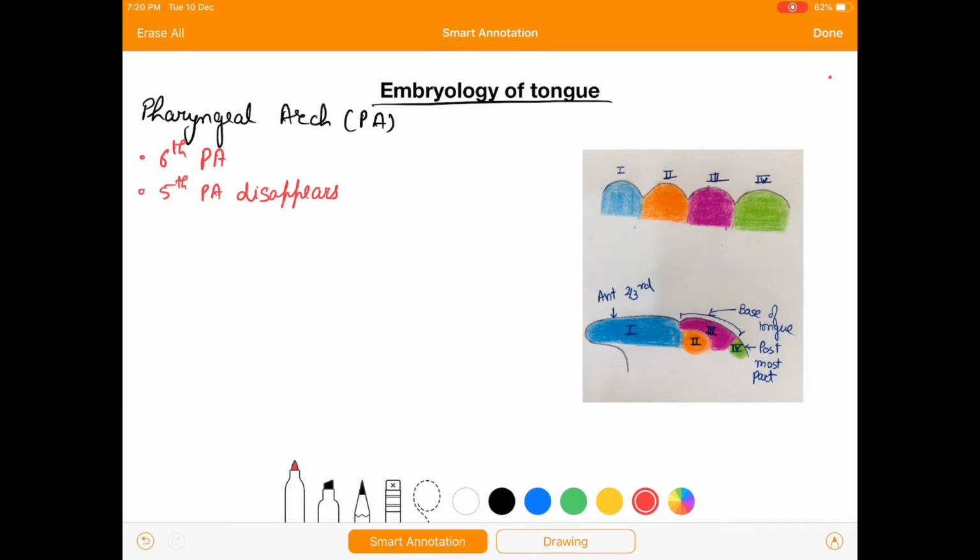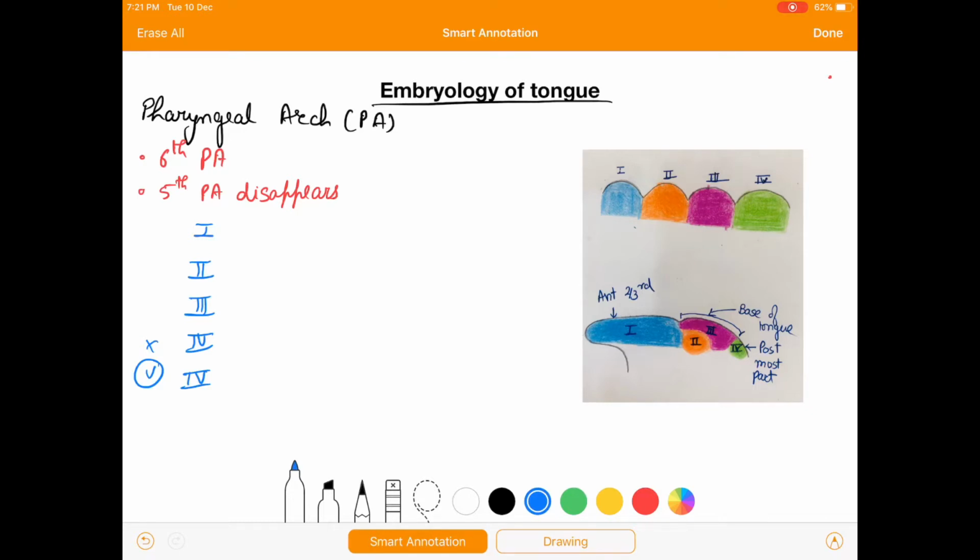Now let us enumerate, or put the numbers, till 6. 1, 2, 3, 4. Since the 5th disappears, we'll put here the 6th. Now let us see the nerve supply of these arches.